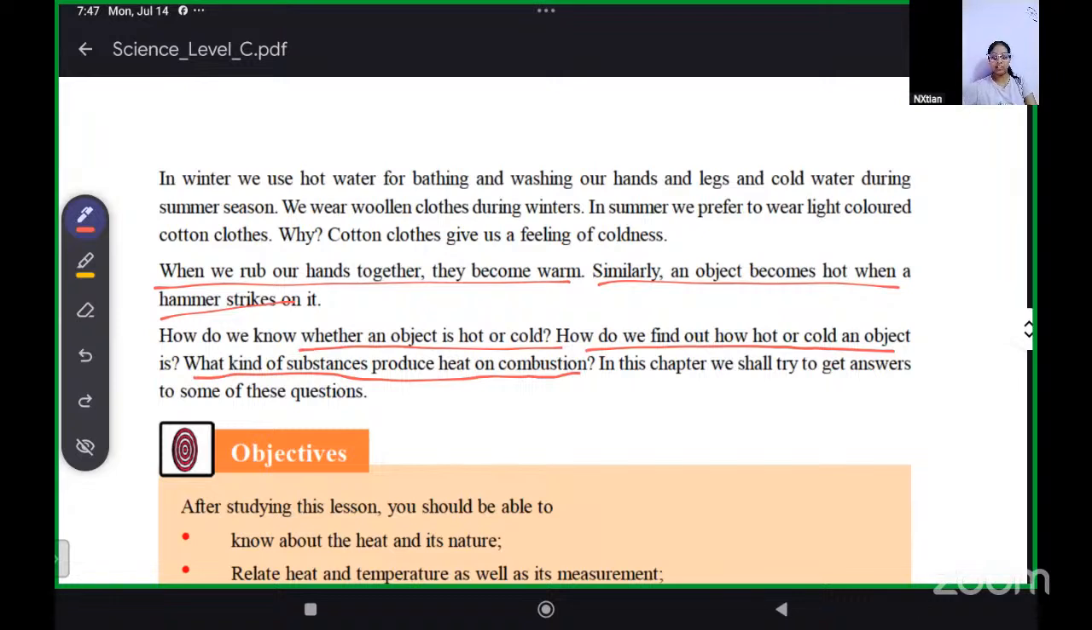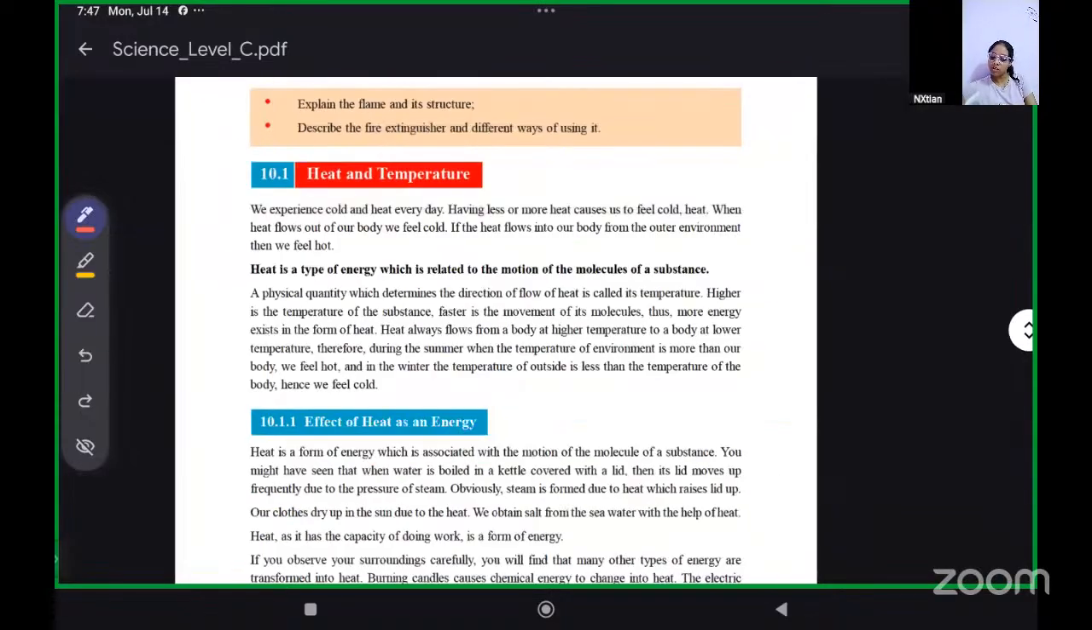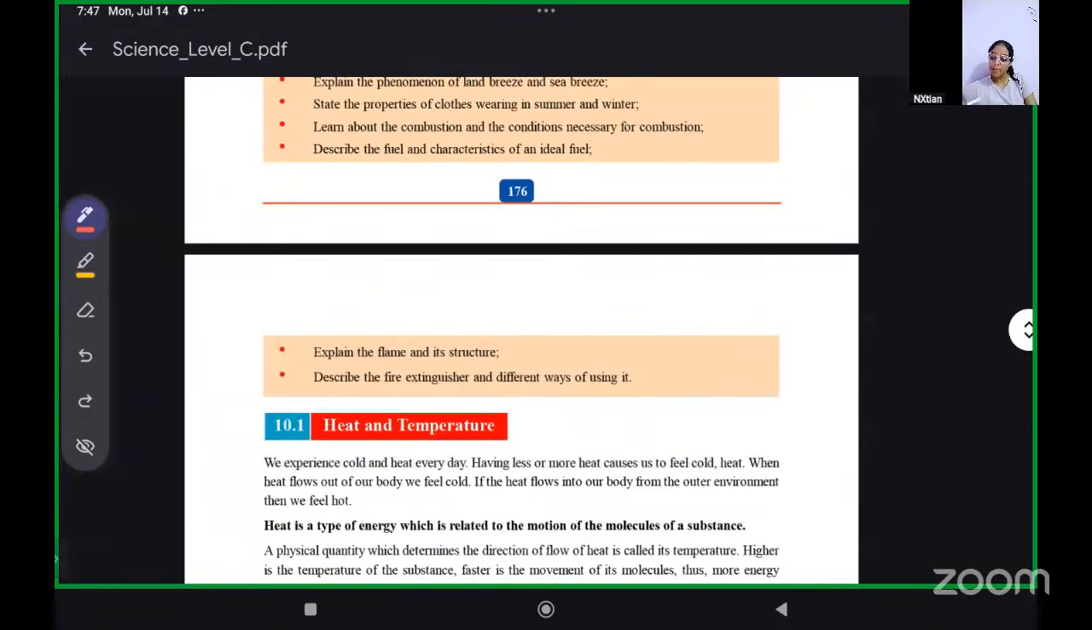Okay, what is heat, how it is produced, how it travels, how it burns, and what its effect is in burning. So we are going to talk about that now.